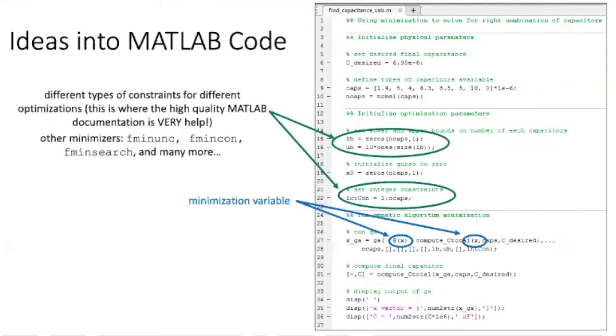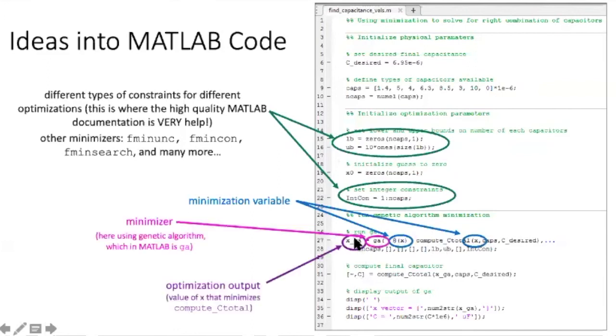The one that we're using here is called GA, short for genetic algorithm. If you're interested in more details, I'd be happy to talk about it. The variable that we're minimizing, we denote by putting an @ symbol in front of it, and it's the first input to this function, computeC, and then the output is going to be the variable. Basically, this value of x is going to give us the capacitance that we want.